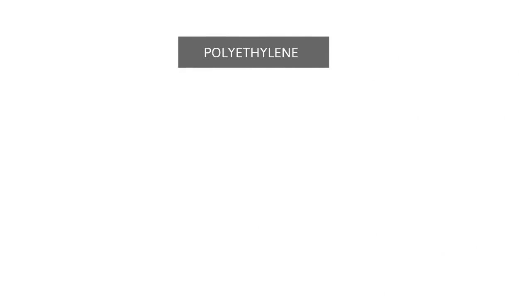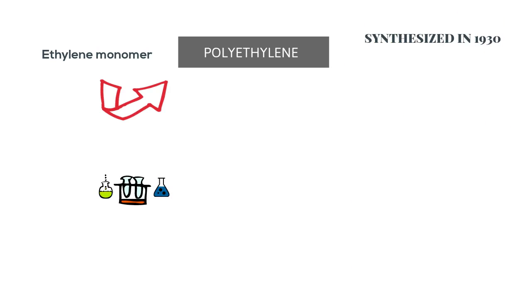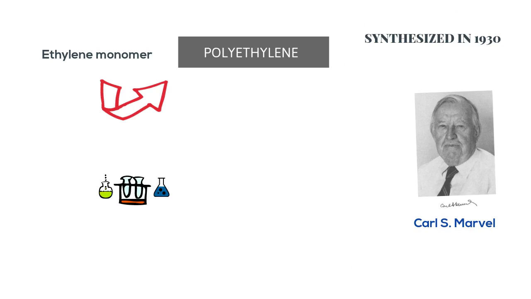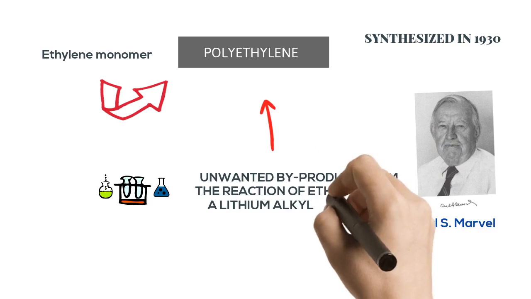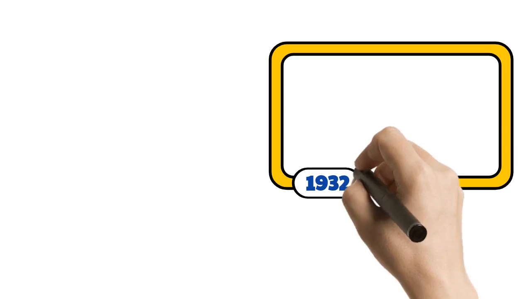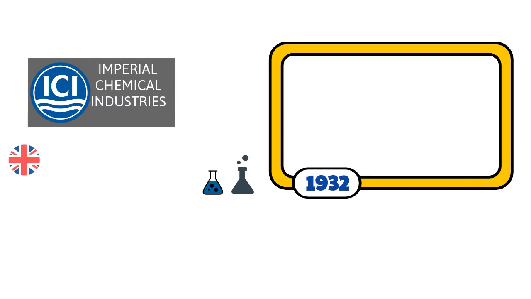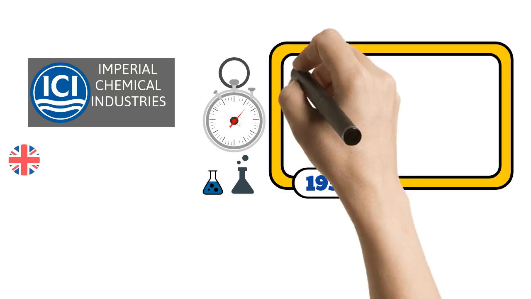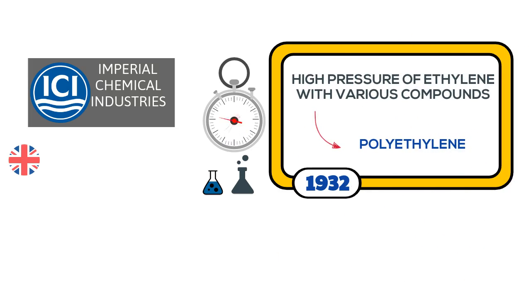Polyethylene from the ethylene monomer was probably initially synthesized by M.E.P. Friedrich, while a graduate student, worked for Carl S. Marvel in 1930, when it was an unwanted byproduct from the reaction of ethylene and a lithium alkyl compound. In 1932, British scientists at Imperial Chemical Industries (ICI) accidentally made polyethylene while they were looking at what products could be produced from the high pressure of ethylene with various compounds.